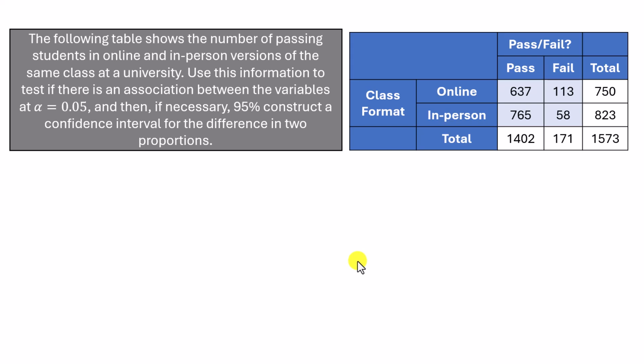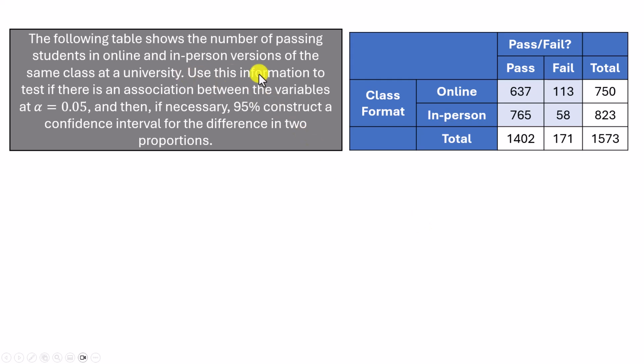So this problem says the following table shows the number of passing students in online and in-person versions of the same class at a university. So they could either take an online class or an in-person version of the same class, and then they could also either pass the class or fail the class, and that's listed in this table.